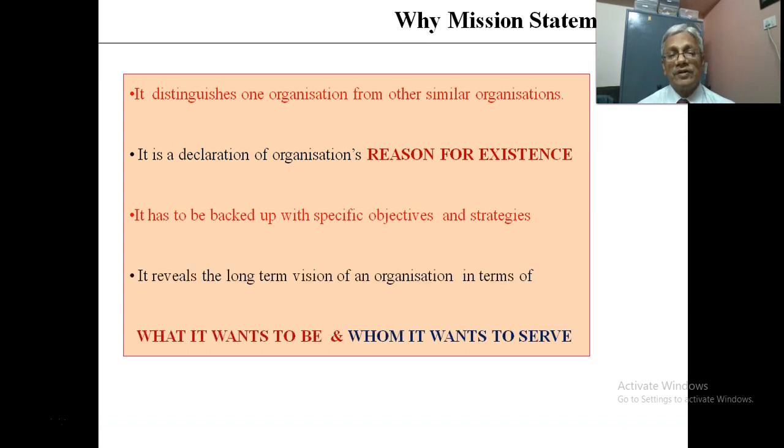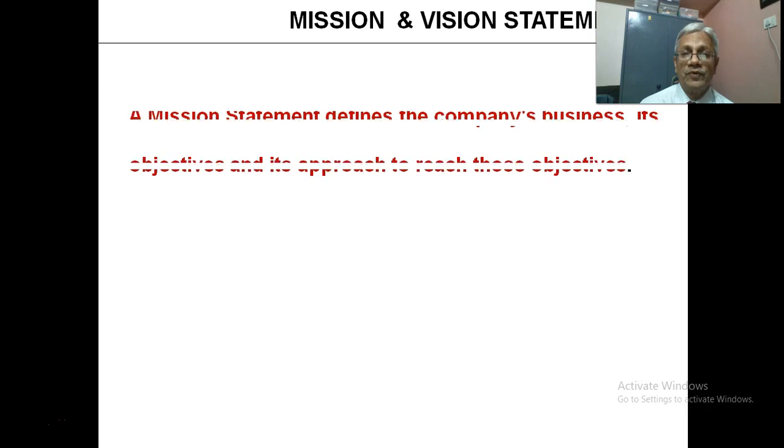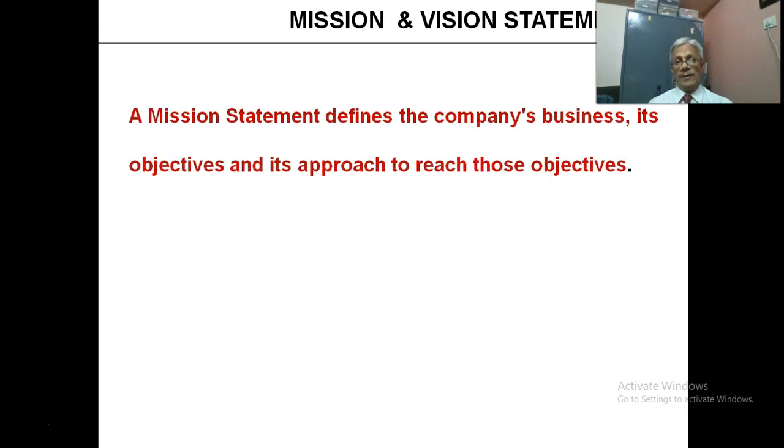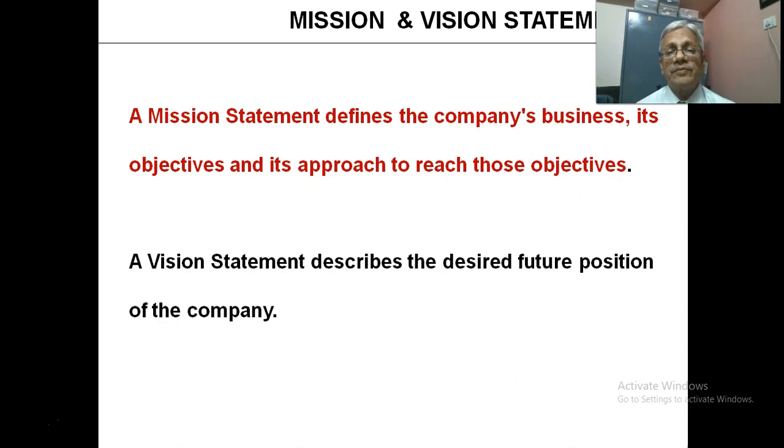It basically reveals the long-term vision of the organization in terms of what it wants to be and whom it wants to serve. So these two are very, very important: what it wants to be in the future and whom it wants to serve. All this thought process is put into the mission statement and the vision statement. A mission statement defines the company's business, its objectives and its approach to reach those objectives. It is more operational in nature, giving shape to what exactly it wants to do. Basically, it provides an action plan. Whereas a vision statement describes the desired future position of the company.